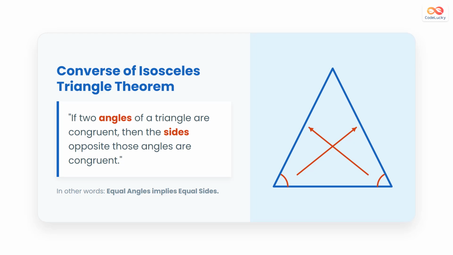The answer is yes. This is called the converse of the Isosceles Triangle Theorem. It states formally that if two angles of a triangle are congruent, then the sides opposite those angles are congruent. Simply put, equal angles imply equal sides.